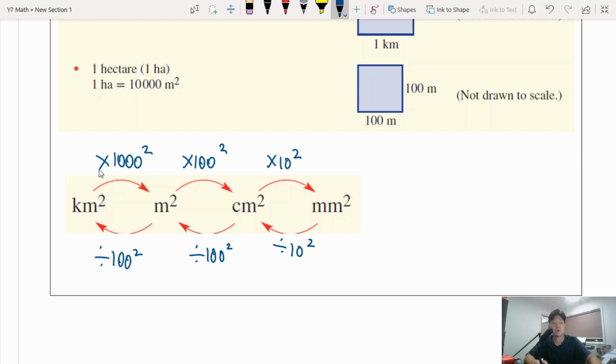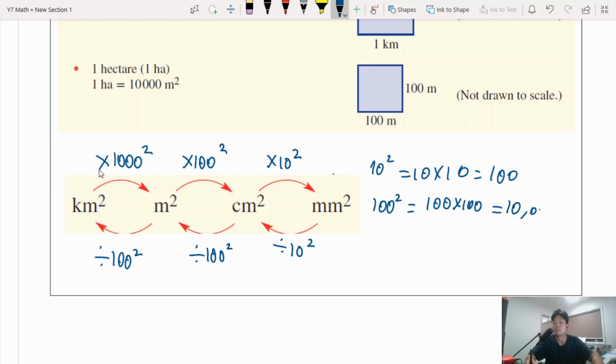Alright, so when we're going from centimeter squared to millimeter squared, we'll be multiplying by 10 squared. So that means it's 10 times 10, so we'll be multiplying that number by 100. Next one we have 100 squared. That'll be 100 times 100, so that equals 10,000.